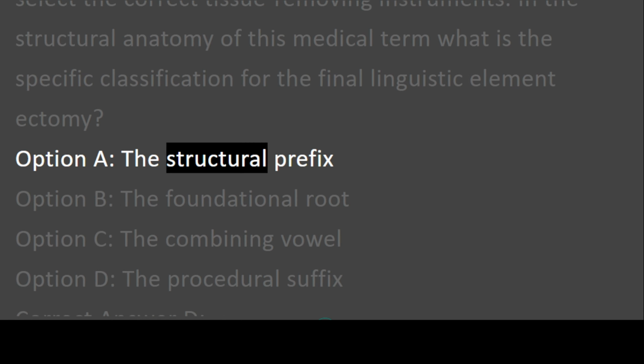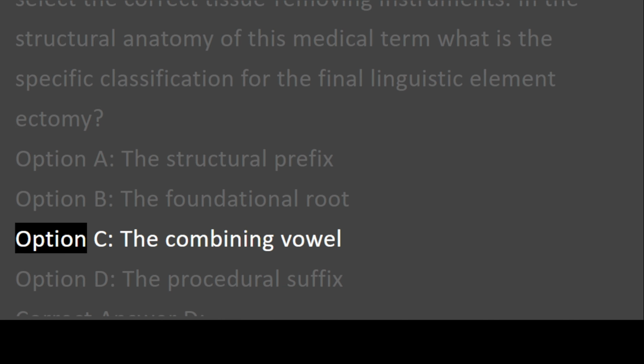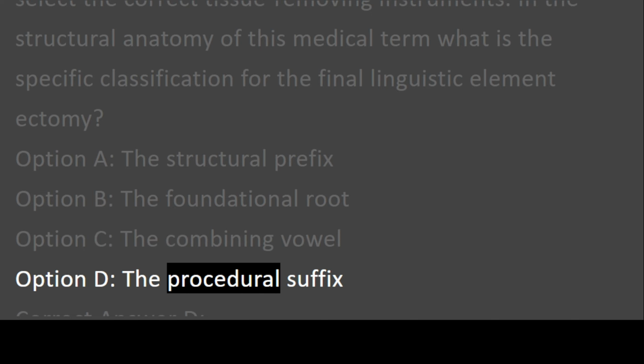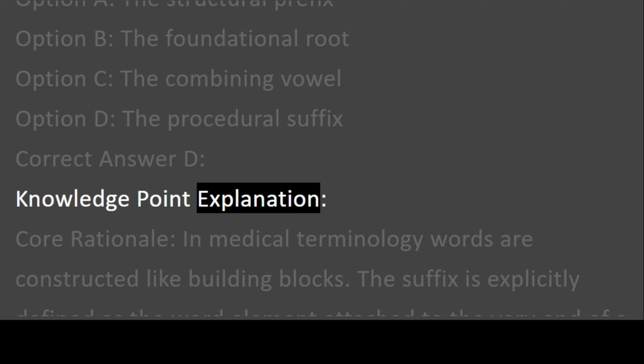Option A. The structural prefix. Option B. The foundational root. Option C. The combining vowel. Option D. The procedural suffix. Correct answer D. Knowledge point explanation.